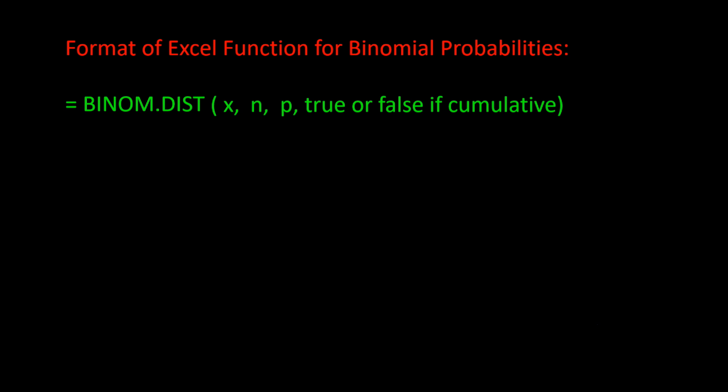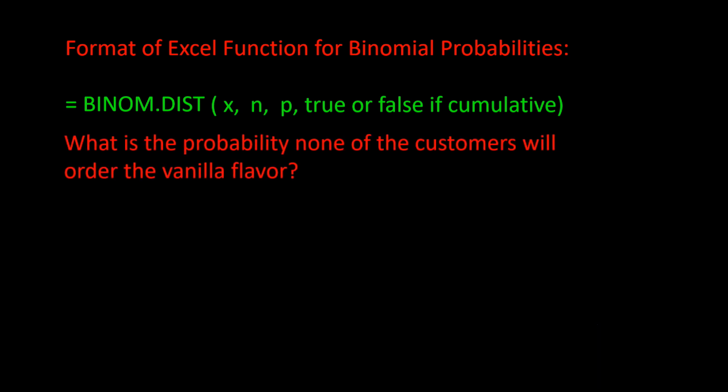Now we don't type in X, N, and P, we type in the numbers for X, N, and P. And in the previous problem, X was 0, N was 5, and P was 0.29, right? So we will type those numbers into this generic formula. The question was, what is the probability that none of the 5 customers will order vanilla flavor?